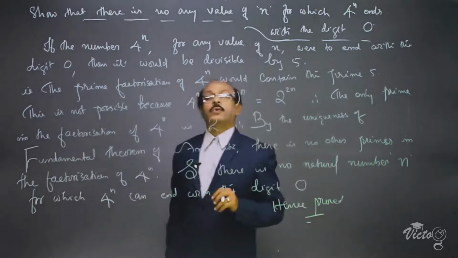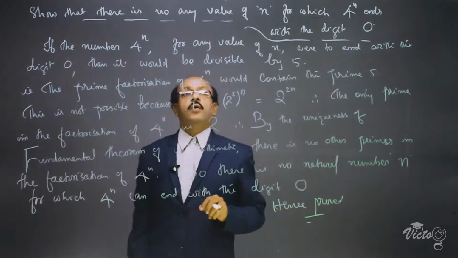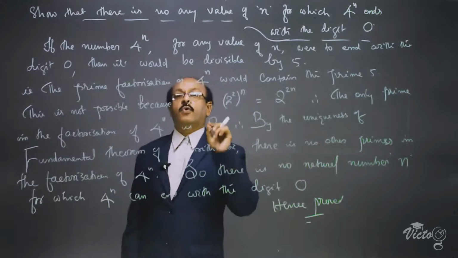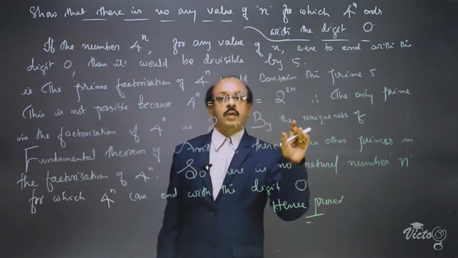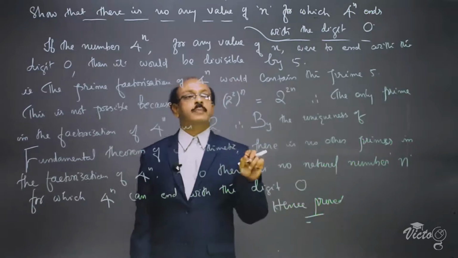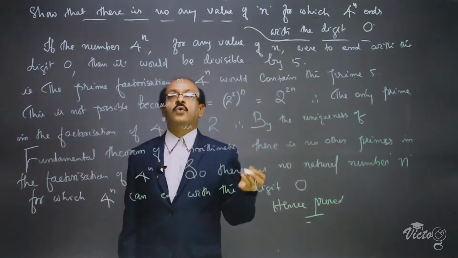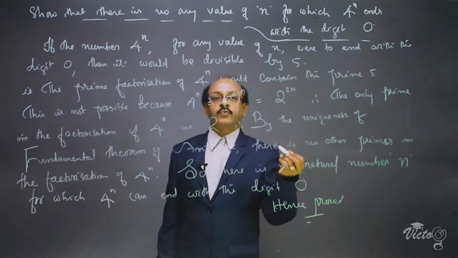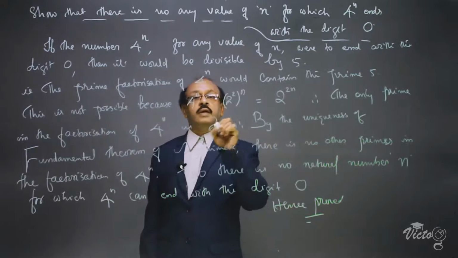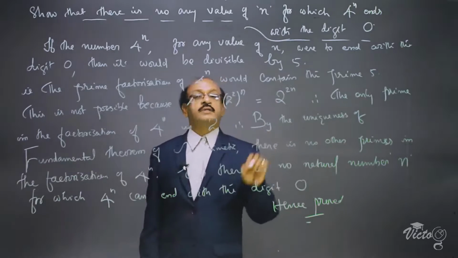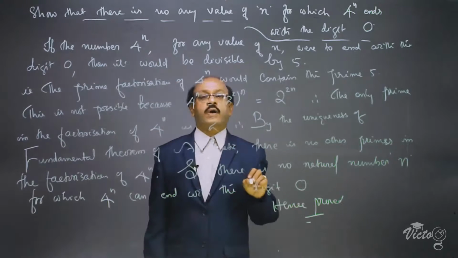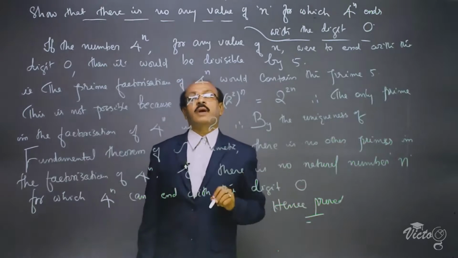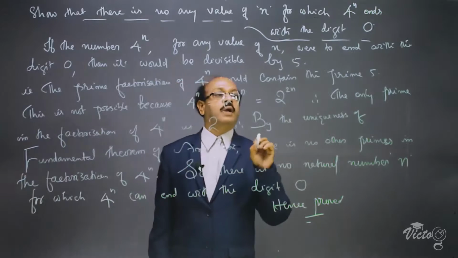Once again, we have to prove that there is no value of n for which 4 raised to n can end with the digit 0. The logic is, if 4 raised to n ends with the digit 0, then it must be divisible by 5. If we give values for n like 1, 2, 3, 4, that is 4 raised to 1, 4 raised to 2, 4 raised to 3, 4 raised to 4, the number obtained would have to end with 0 or 5 for it to be divisible by 5. Then the prime factorization of 4 raised to n would contain the prime 5.